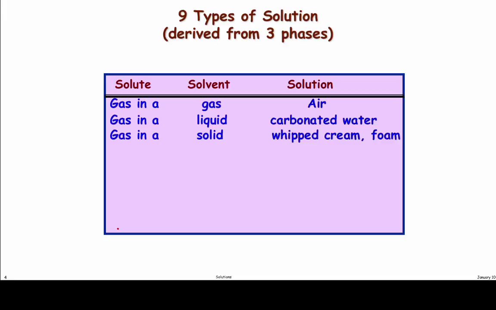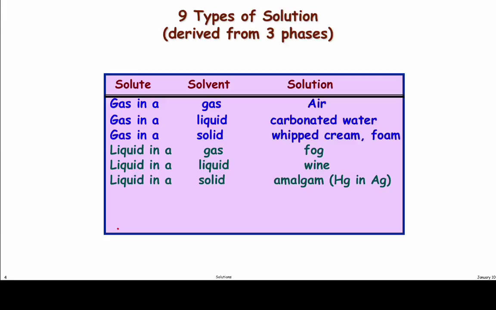Gas in a liquid, that's carbonated water. Gas in a solid, that's whipped cream or foam. When you have a liquid in a gas, that's an example of a fog. If you have a liquid in a liquid, then an alcoholic beverage like wine might be the solution. If you have a liquid in a solid, then that might be dental amalgam, like the mercury in silver.